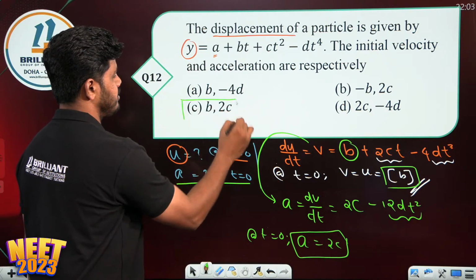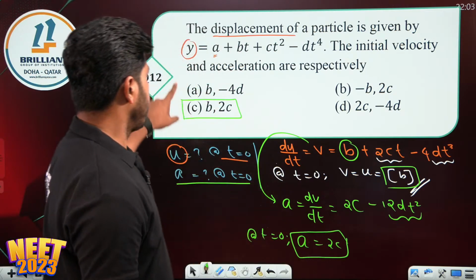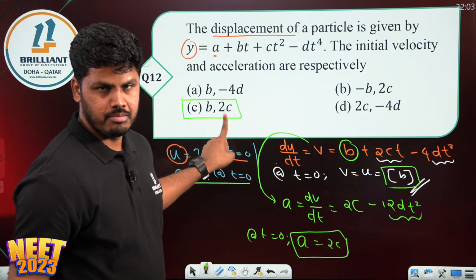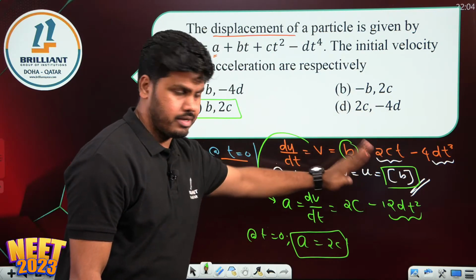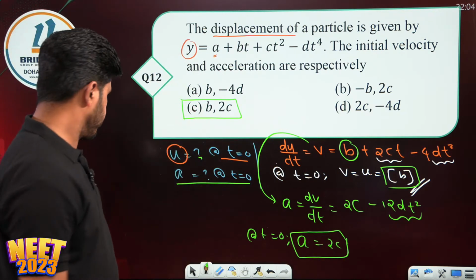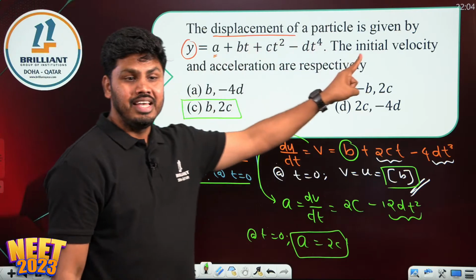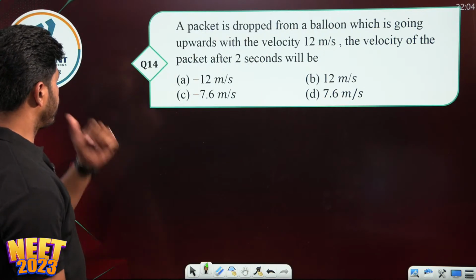Yes, easy one, right? Acceleration is 2c, velocity was b. We have done so many questions in this format. What we have to do differently here is only to substitute t = 0, because you are asked to find the initial velocity and acceleration. Fine. Question number 14.